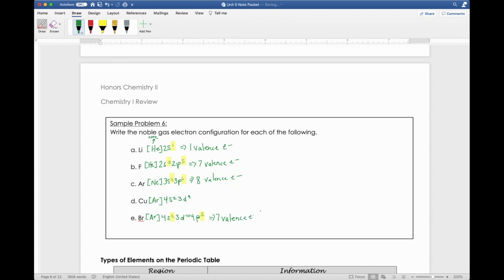So notice that bromine and fluorine have the same number of valence electrons. That means that they are going to react similarly to one another in real life. Because they have those same number of outermost electrons, they are going to bond and react to similar elements in the same exact way, which I think is really interesting. Using that information, let's finish this off by talking about the types of elements on the periodic table.